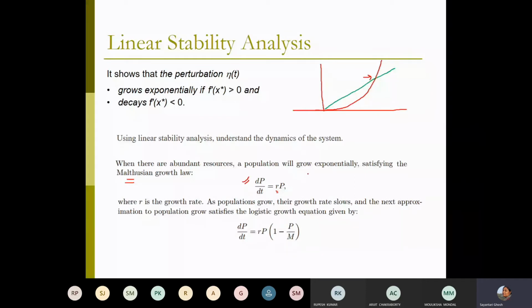But if you put those restrictions in the system, then we have a very famous equation which is called the logistic growth equation. So let us understand what this equation means. Okay. So the first equation is clear, the exponential part is clear.